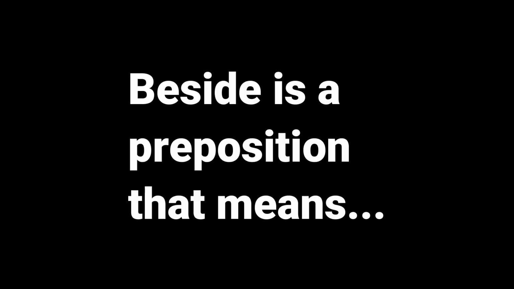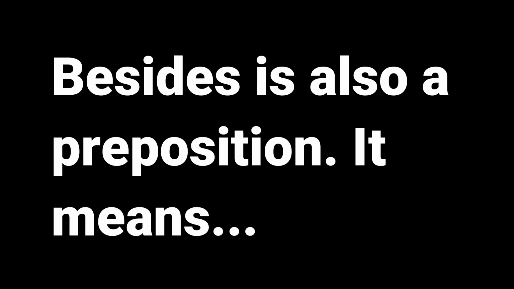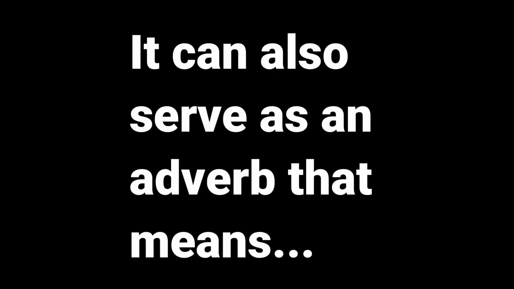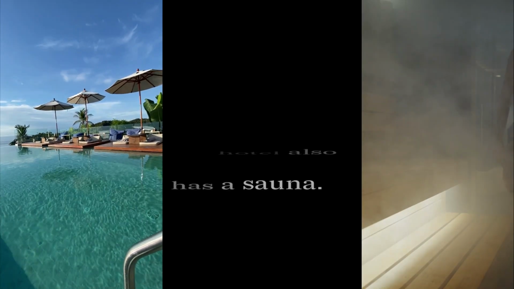Beside, besides. Beside is a preposition that means close to or next to. For example, the dog is sitting beside me. Besides is also a preposition. It means in addition to or apart from. It can also serve as an adverb that means furthermore or another thing. Besides a pool, the hotel also has a sauna.